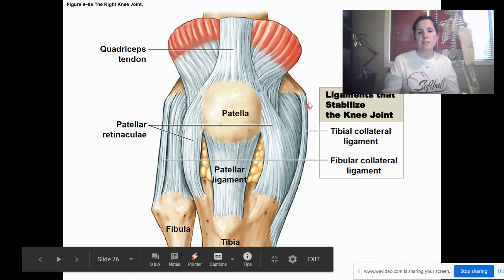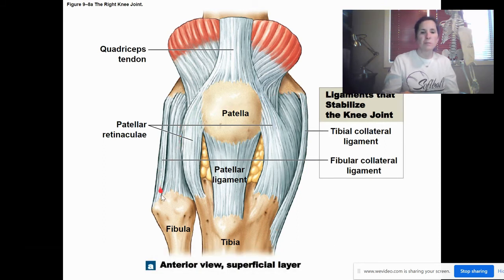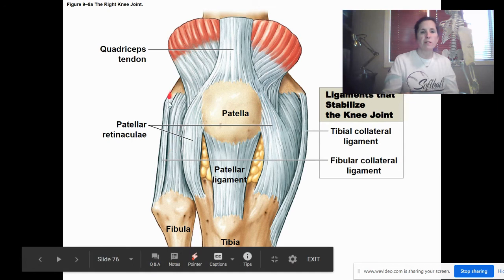And then here, this is going to be your tibial collateral ligament. So that would be the medial one. And then here is going to be your fibular collateral ligament.